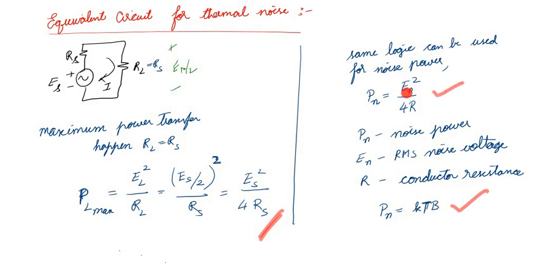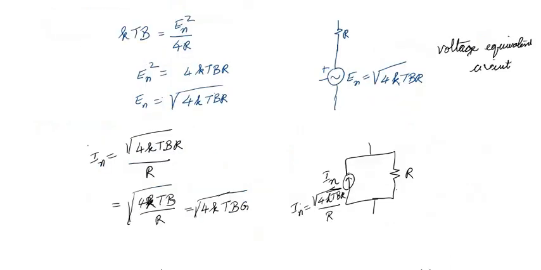Thereby you will get the noise voltage. On equating, En is the square root of 4kTBR, where k is the Boltzmann constant, T is the temperature, B is the bandwidth, and R is the resistor value. So the voltage equivalent circuit for the thermal noise is En in series with the resistance, where En is the square root of 4kTBR.